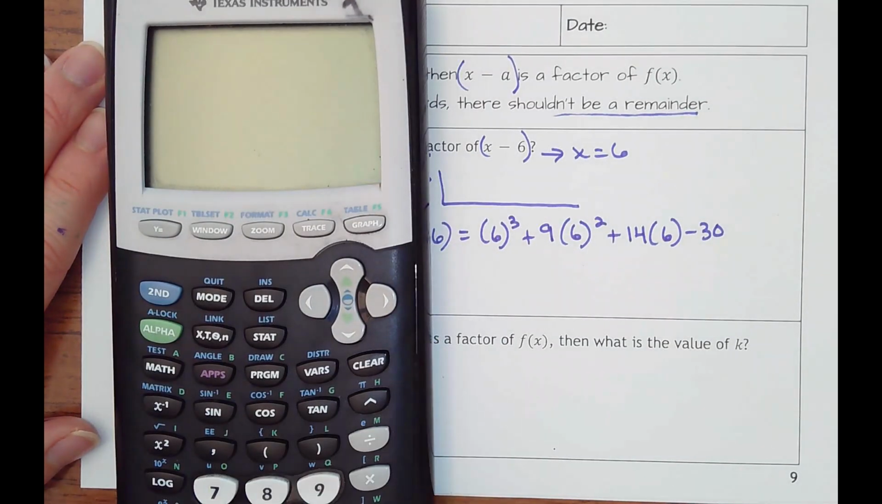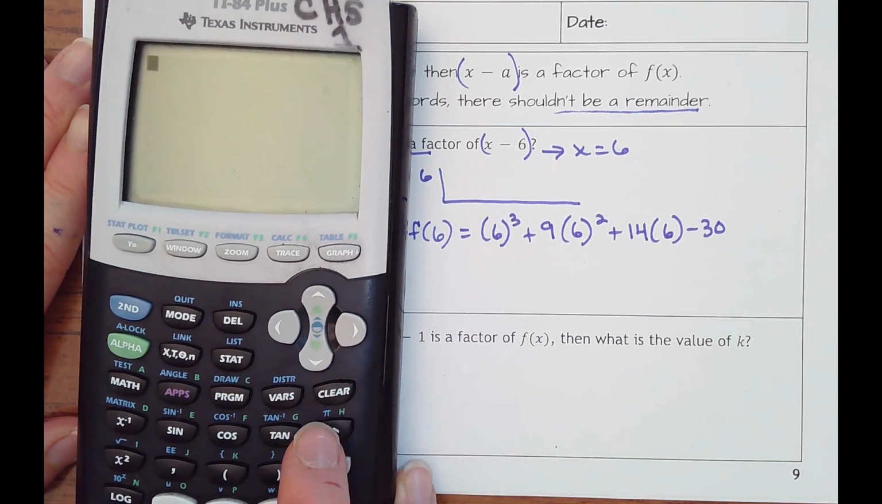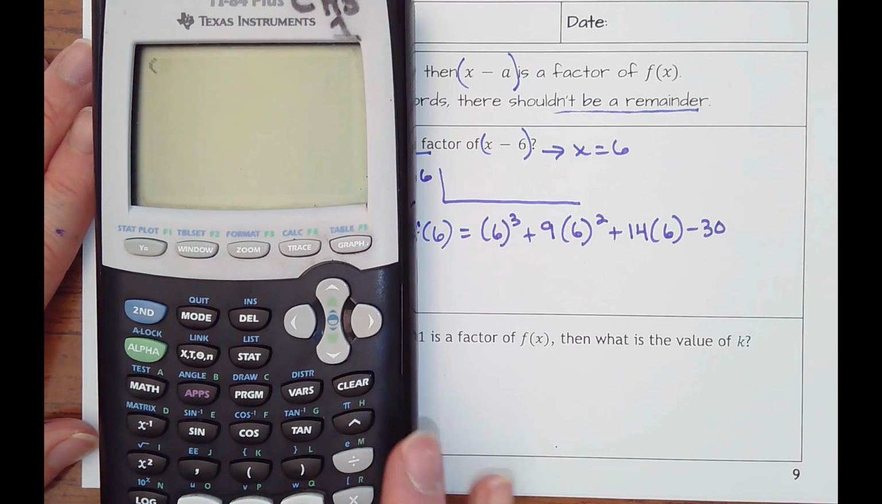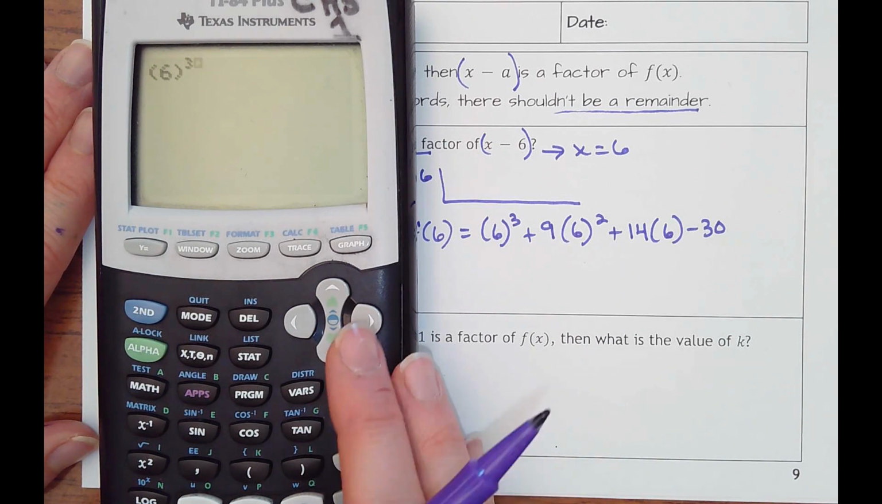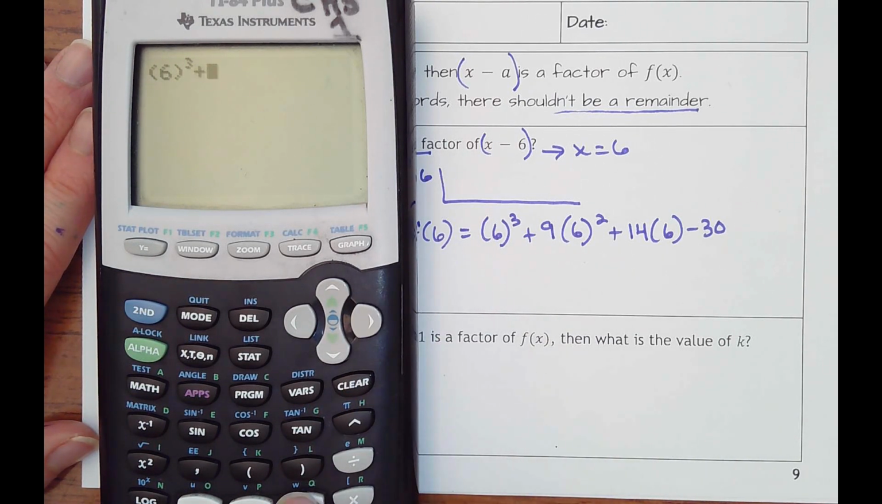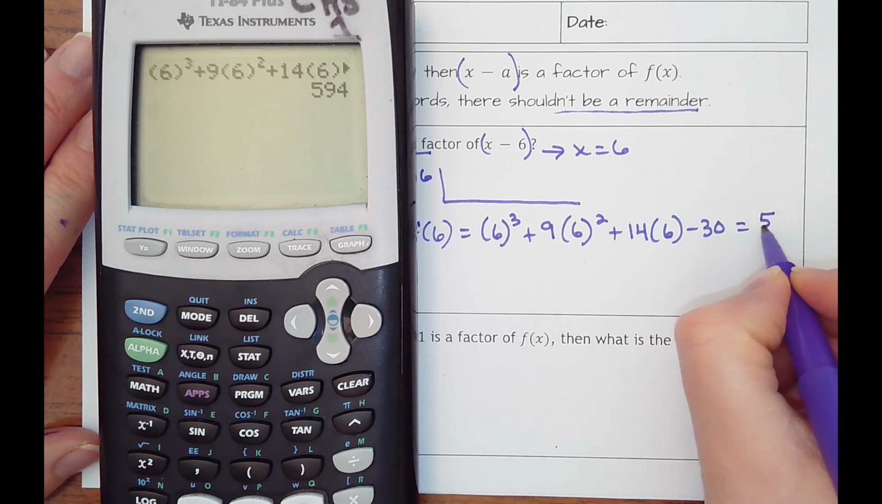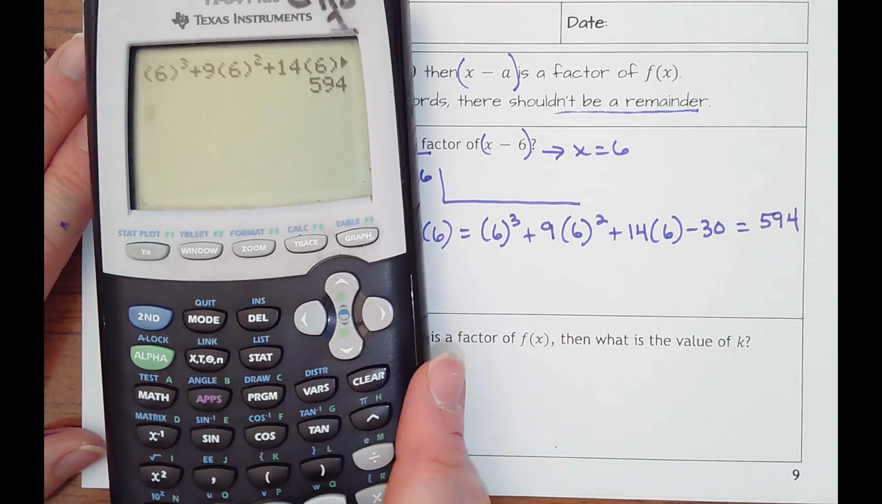And I just put it all in my calculator at once. I use parentheses when I go to plug a number in. 6, and then remember the little up arrow? That's your exponent button. Cubed, arrow over, plus 9, parentheses 6. There's a squared button right here. Plus 14 times 6 minus 30. And so that got a remainder of 594, so it is not that one.